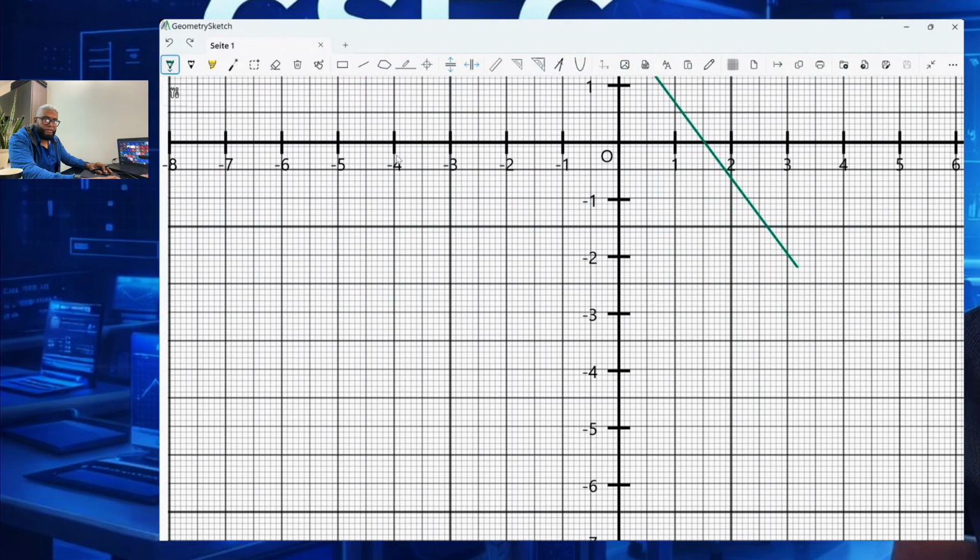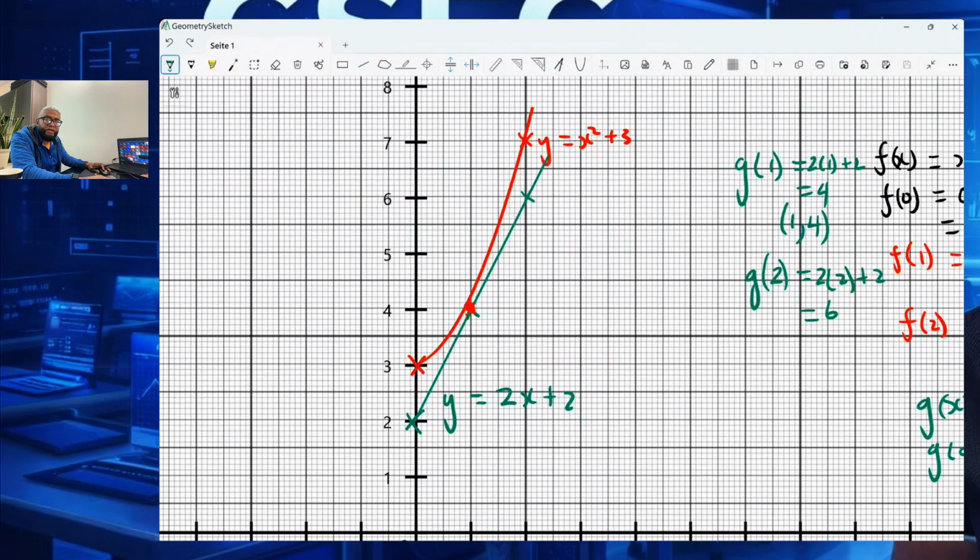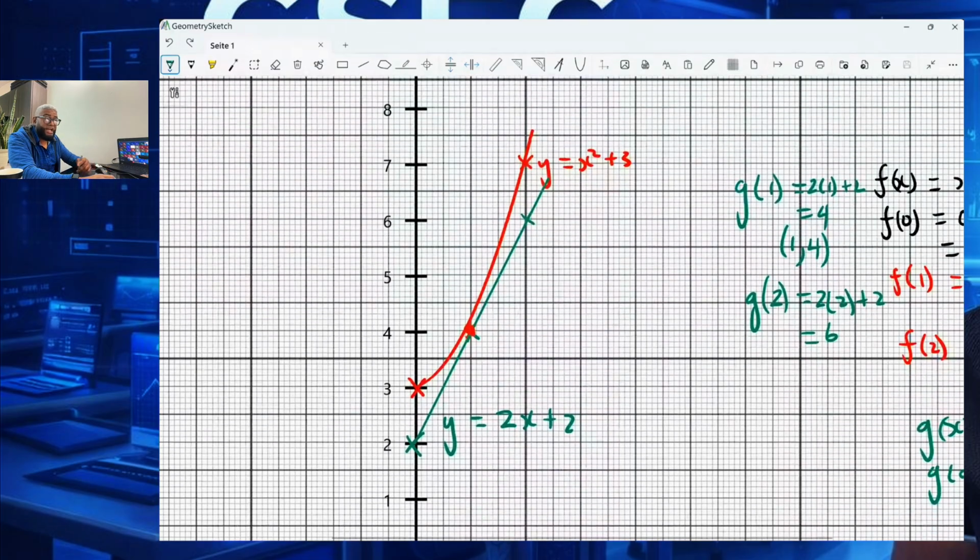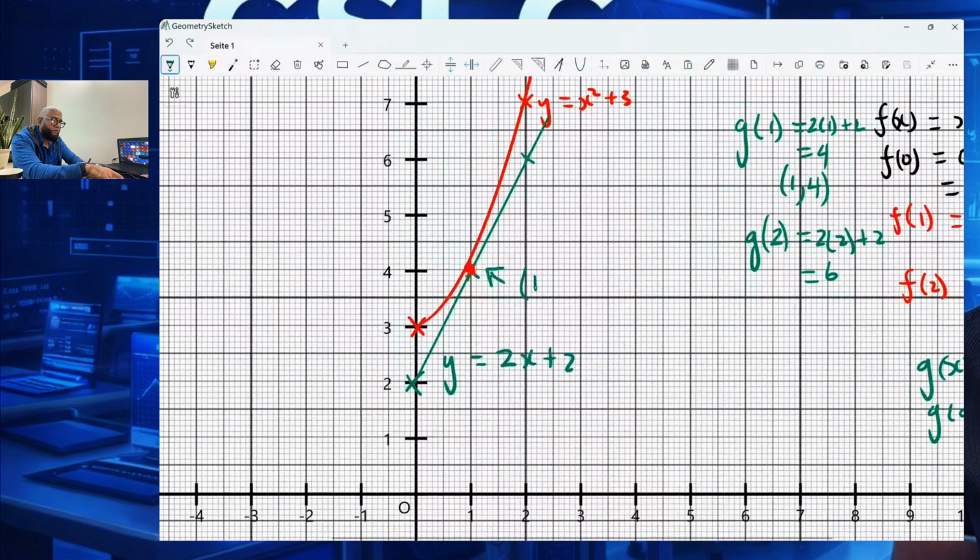So this here would be my curve and my line. They touch at one point here, right? This line is a tangent to the curve at the point 1, 4. Right? That's a tangent there.